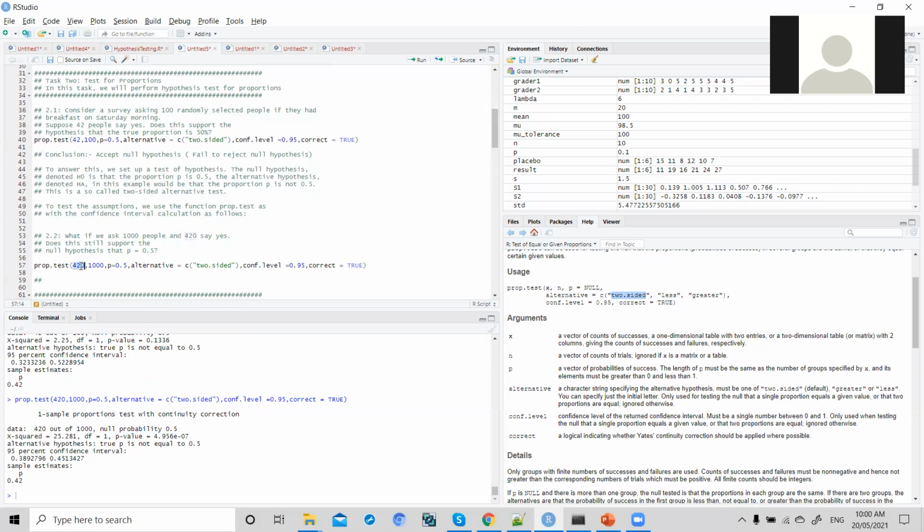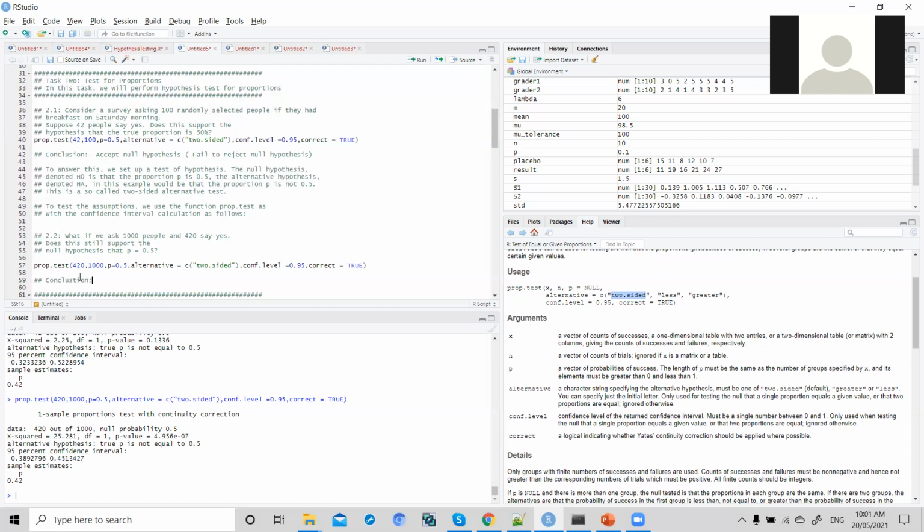So you increase your people and proportion. Previously it was 42, you increased it to 420. Previously it was 100, now you increase it to 1000. So your p value is this much, which is very much less than 0.05, right? So if it is less than 0.05, we reject null hypothesis. So what would be your conclusion here?